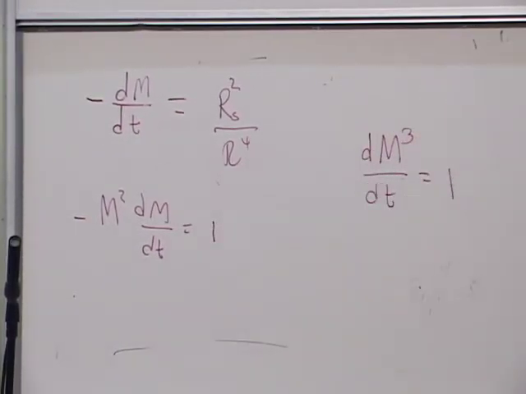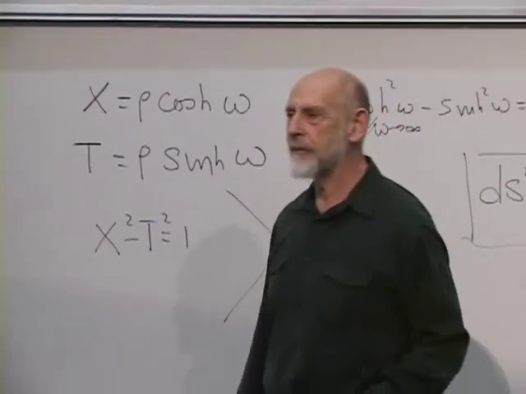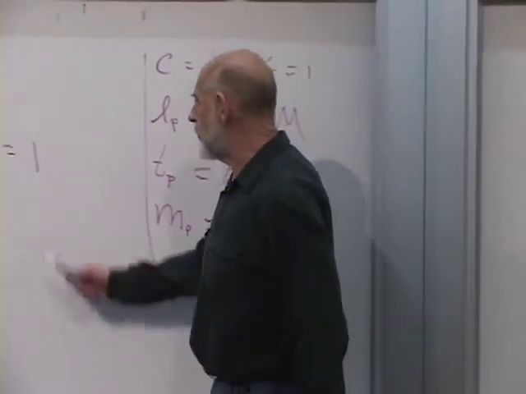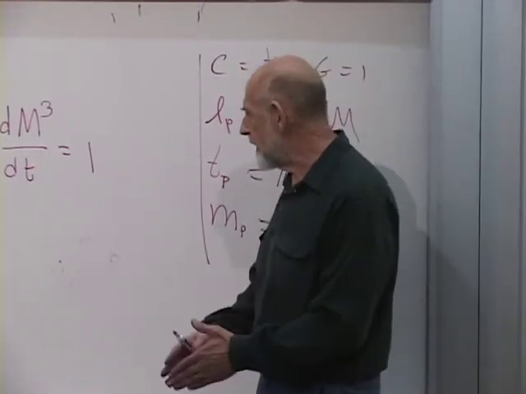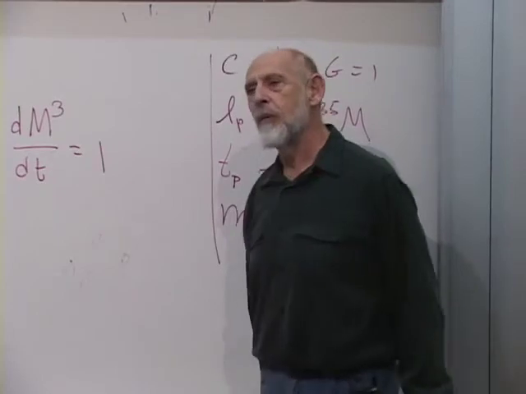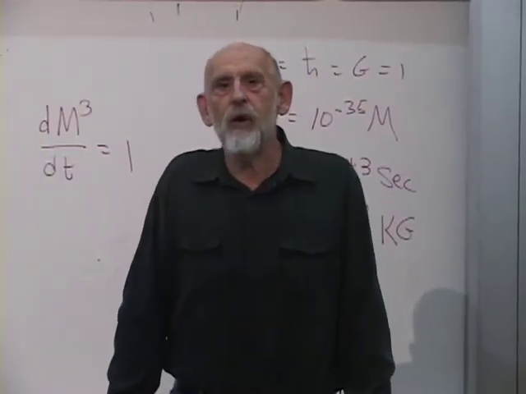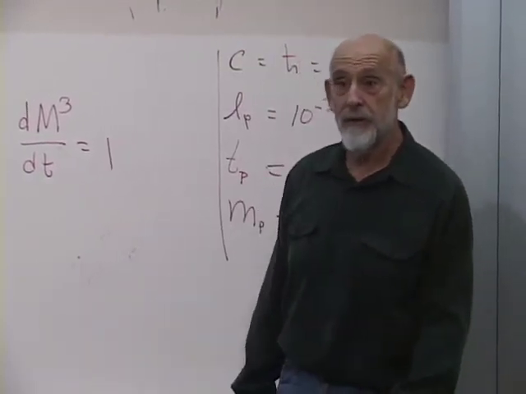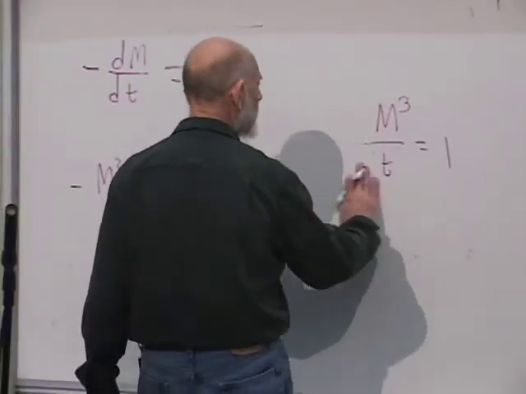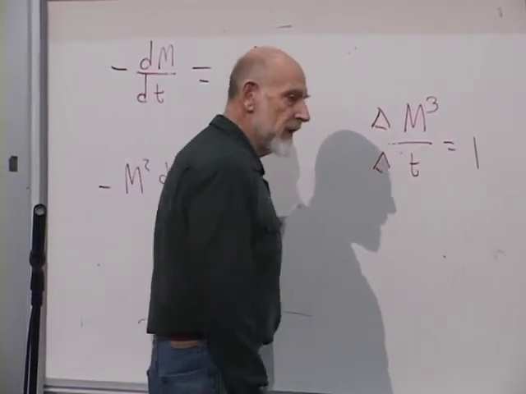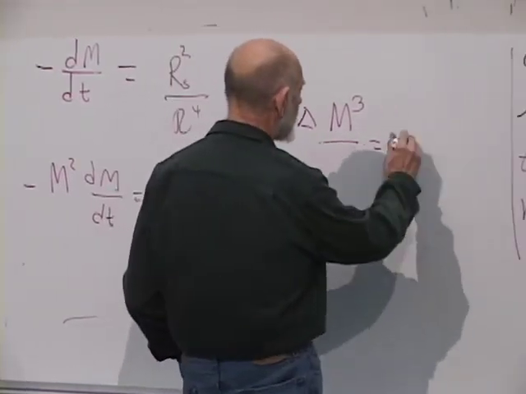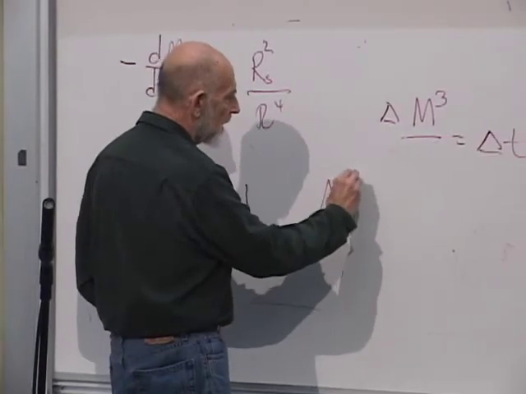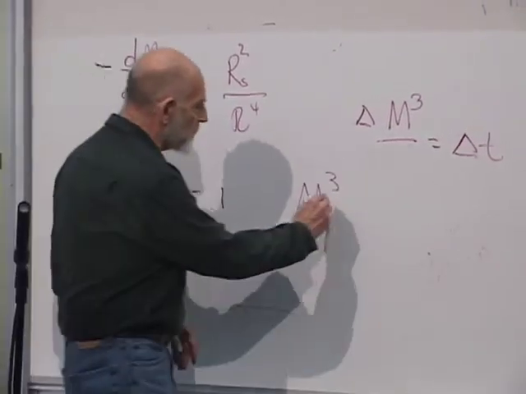How long does it take for the black hole to lose all of its mass? It has a uniform rate at which it loses mass cubed. So its mass cubed is diminishing one unit per unit time. How long does it take for all that mass that you start with to disappear? Another way you could write this is the change in mass cubed divided by the change in time is 1, and therefore the total time that it takes to lose all of the mass is just m cubed. That's the evaporation time.